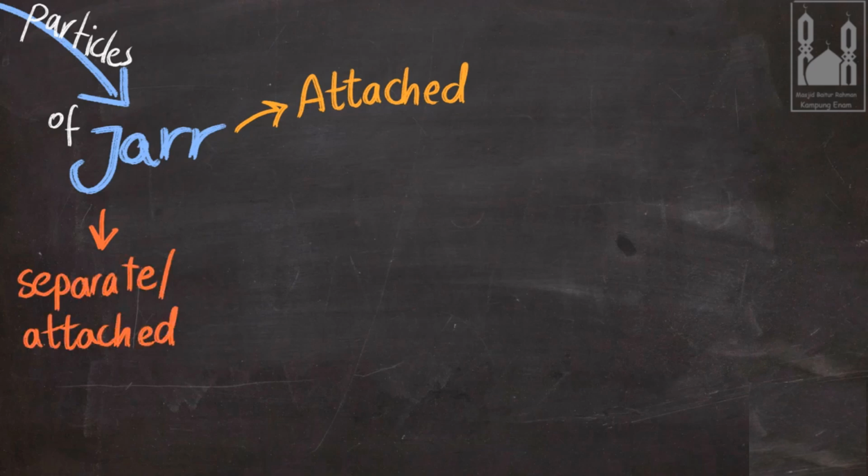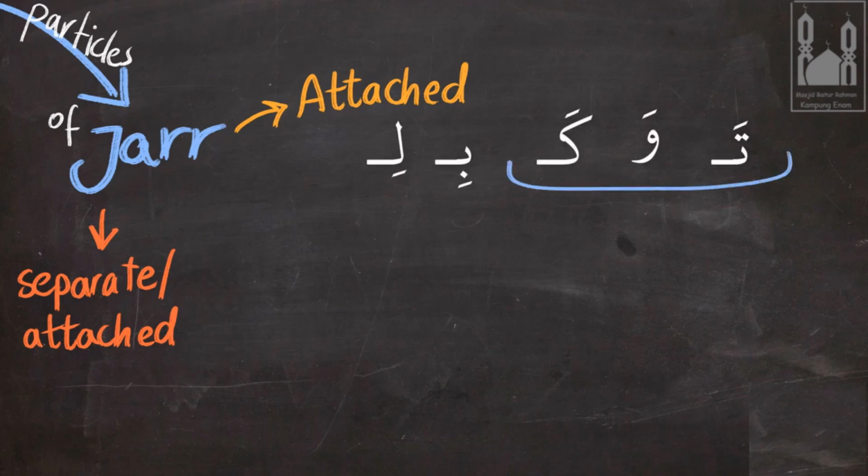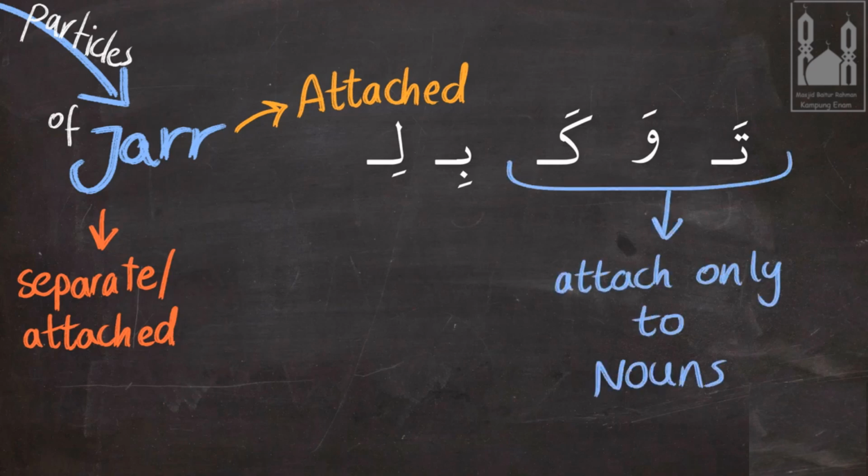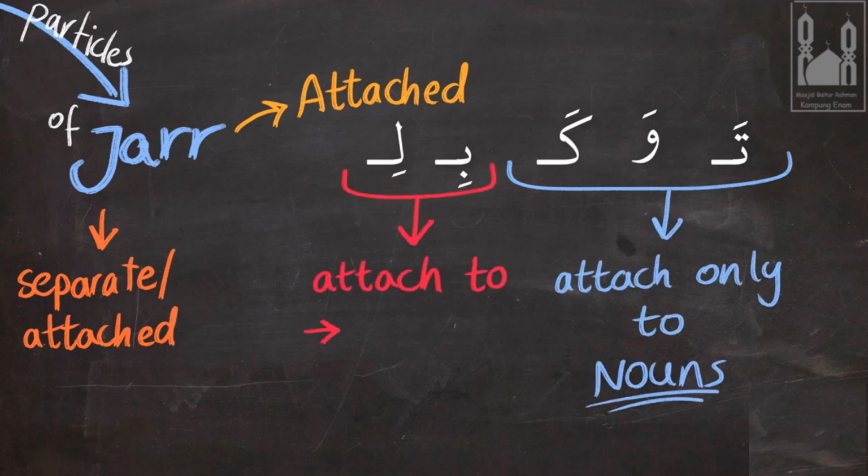We started today with the first kind, which are the particles that have to be attached to something else. We learned that ta, wa, and ka can only be attached to nouns, and they always cause the nouns after them to have kasra, while bi and li can be attached to both nouns and pronouns as well.